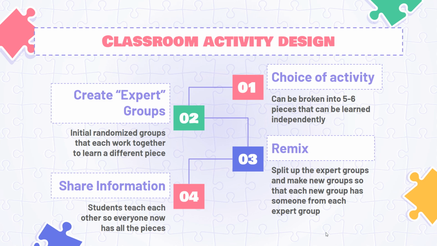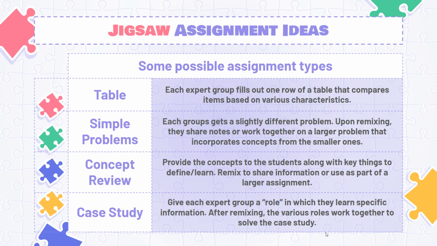To get a little bit more into some of the ideas, some possible assignments you could do a jigsaw with. I do tables quite a lot. So there'll be large full page tables and it'll be something like the characteristics of 4 or 5 different groups and then the different types of characteristics. So I've done this with types of plants, I've done this with types of microbes, I've done this with many different things. And each expert group becomes an expert on one row or one section of the table. They know everything about that. When they get together, they all fill out the table as a group.